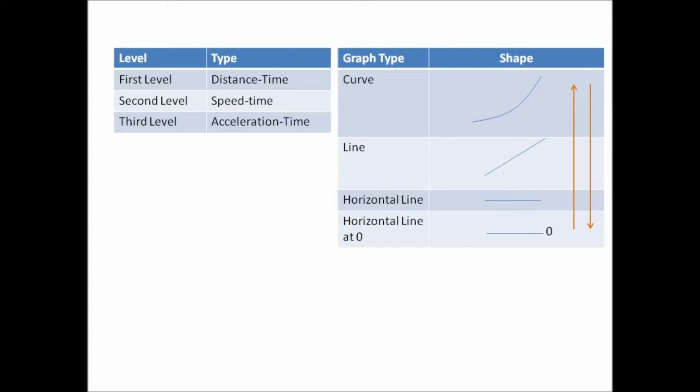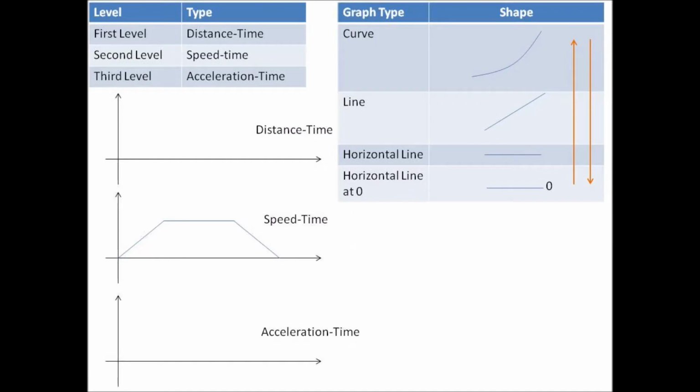On its right, we have a few different shapes of graph, and with this I'm going to touch on how to convert distance time graph to speed, speed to acceleration, and vice versa. Now, for example, if we are given a speed time graph as follows, how are we going to change the speed time graph to distance time or acceleration time graph?